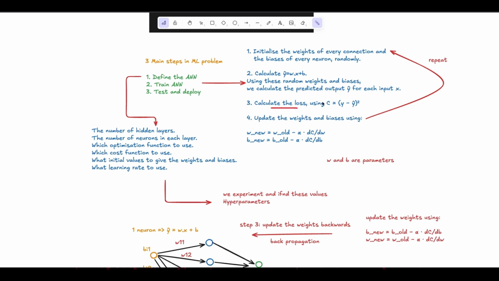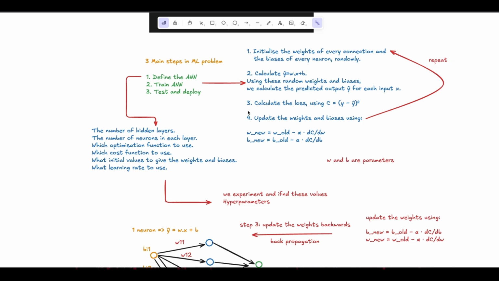Step 3. Calculate the loss using C equals (y minus y hat) whole square. Step 4. Update the weights and biases using w new equals w old minus learning rate times dC by dw, and b new equals b old minus learning rate times dC by db. And then we repeat again and again across many iterations.